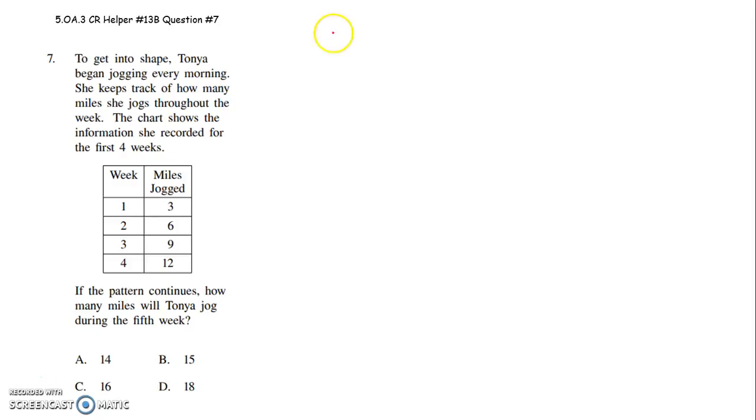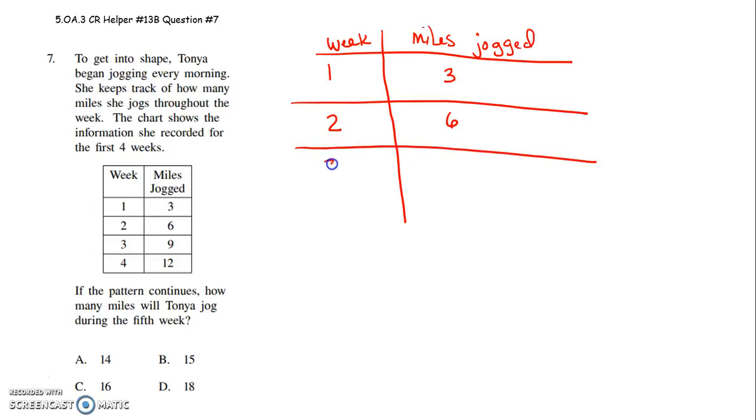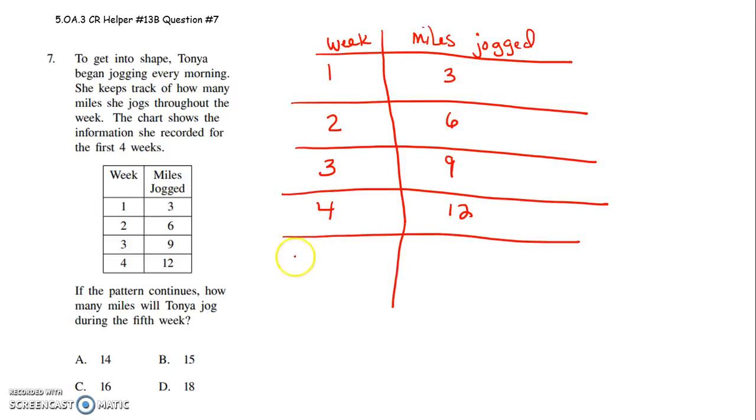Okay, so we have these weeks. And we have the miles jogged. So in week 1, she jogged 3 miles. In week 2, she jogged 6 miles. In week 3, she jogged 9 miles. In week 4, she jogged 12 miles. And their question is, if the pattern continues in week 5, how many miles will she jog?